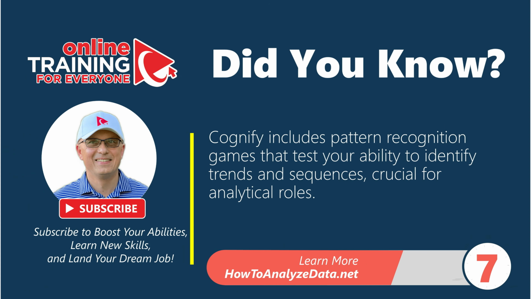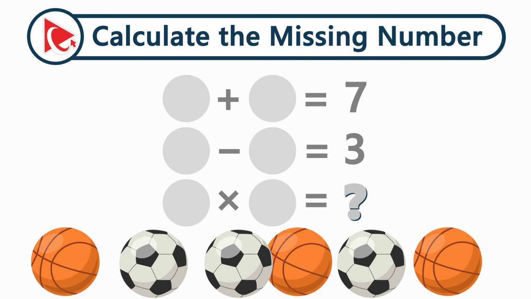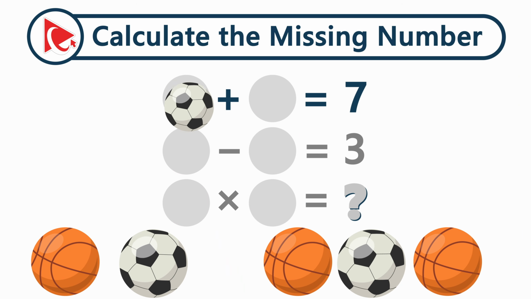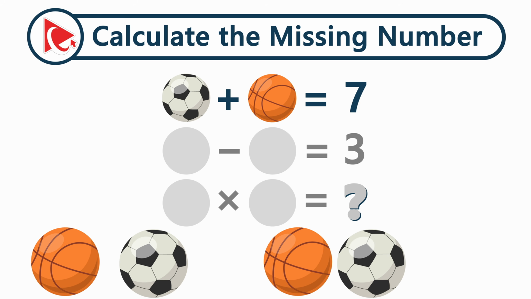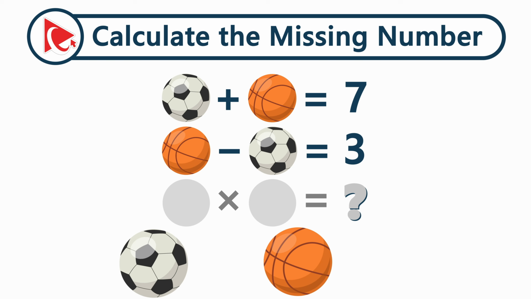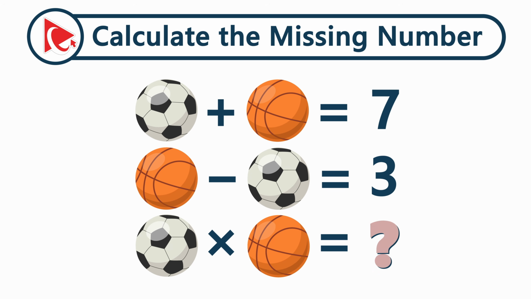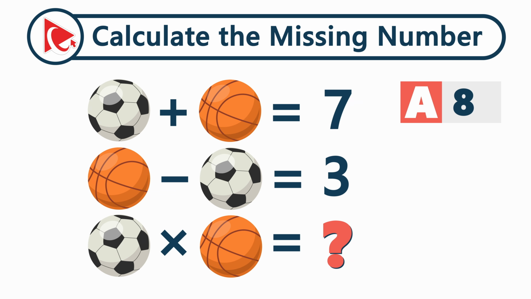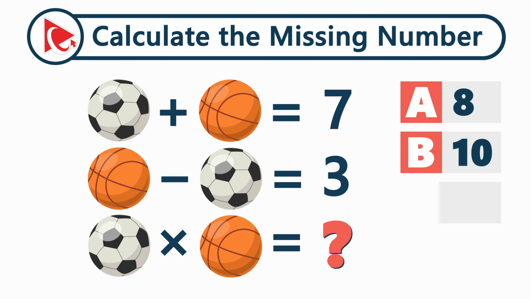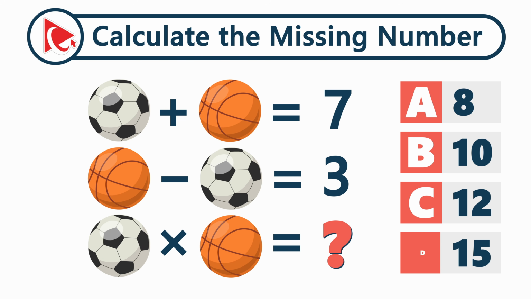In this question, you're presented with unusual but very cool looking set of expressions. First expression is soccer ball plus basketball equals 7. Second expression is basketball minus soccer ball equals 3. And then the third expression is soccer ball multiplied by basketball equals the missing number, which you need to calculate and select your answer out of 4 possible choices. Choice A, 8, choice B, 10, choice C, 12, and choice D, 15.